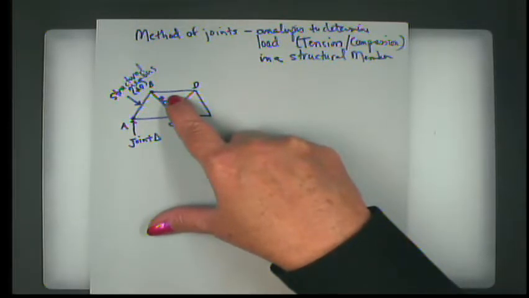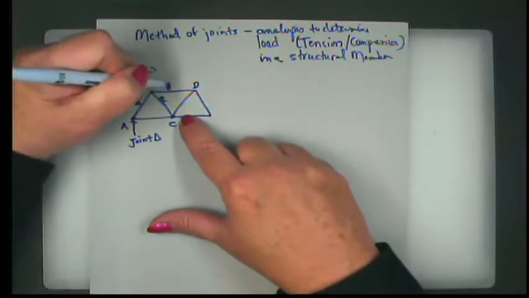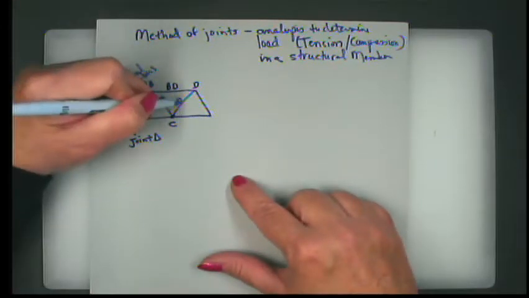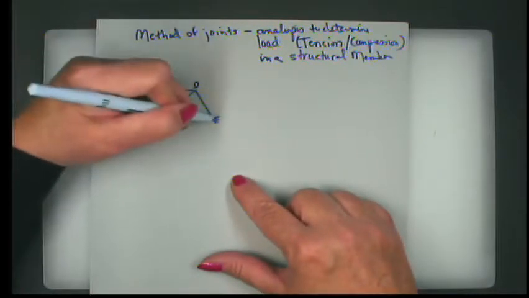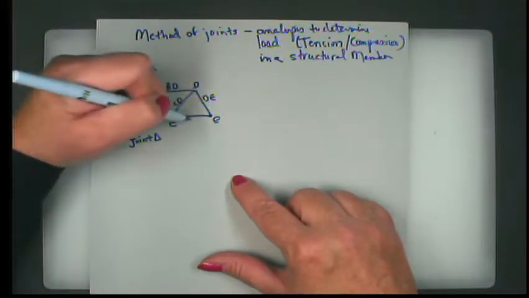I think Eddie knows. Thank you. Very good. This is structural member BD and so forth. This would be CD. And if this was E, this would be DE. And this would be CE.